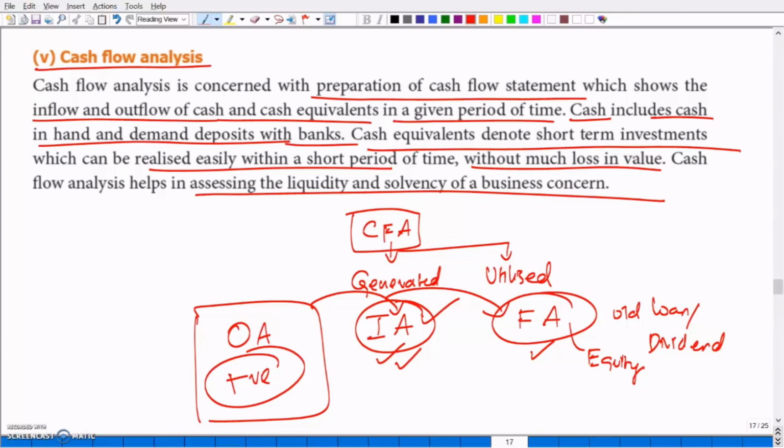But if you are raising money for meeting the negative cash from operating activity, that indicates some kind of bad sign. Okay, so all those kinds of analysis are possible by going through cash flow statements.